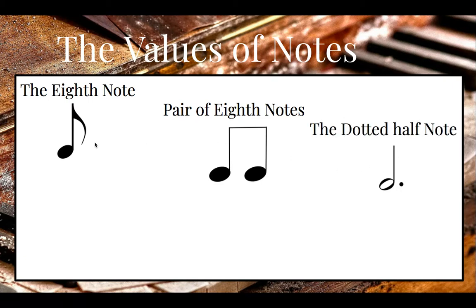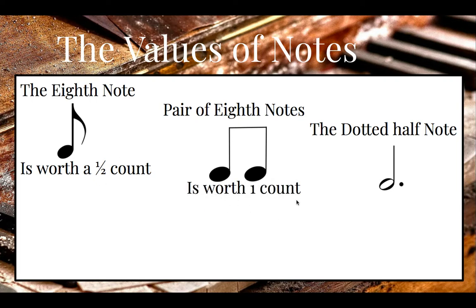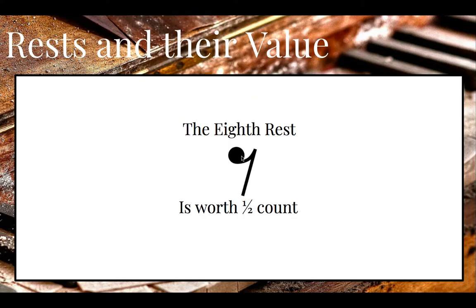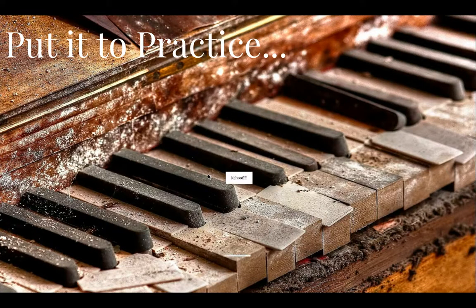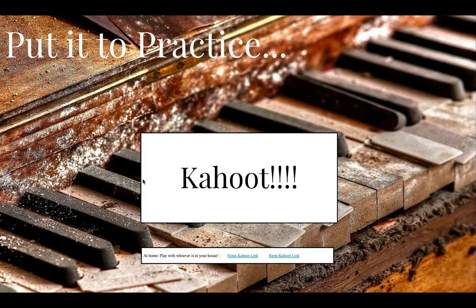The eighth note is worth half a count. A pair of eighth notes is 2 of these. So a half plus a half equals 1, so that would be 1 count. And then a dotted half note is worth 3 counts. And then the rest we'll talk about is just the eighth rest, which is just like the eighth note, worth half of a count.